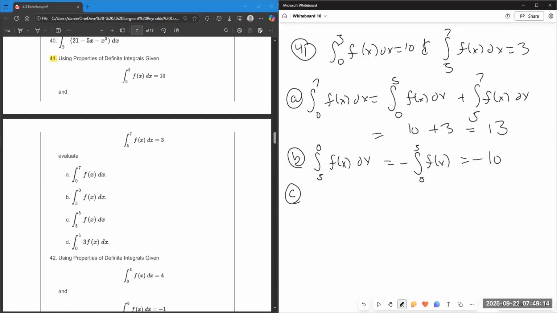C is 5 to 5 of f of x dx. So I have no width for my area, so I have no area. And if you want the work for that, that is going to be 5 minus 5. No, there's no work for that because I don't know what f of x is, but it's capital F of 5 minus capital F of 5. Anything minus itself is 0. I guess that's the work I can show for that.